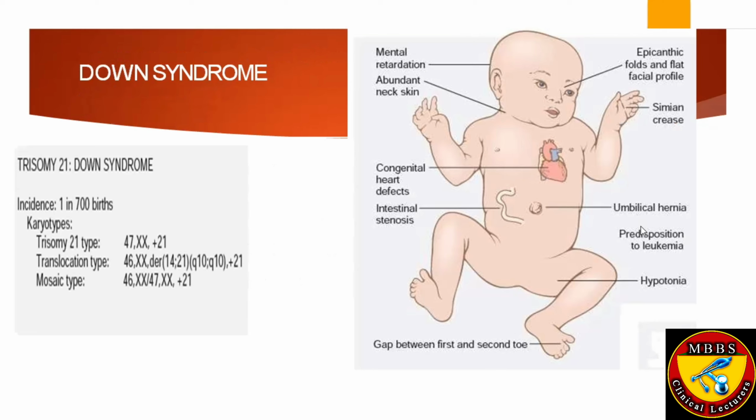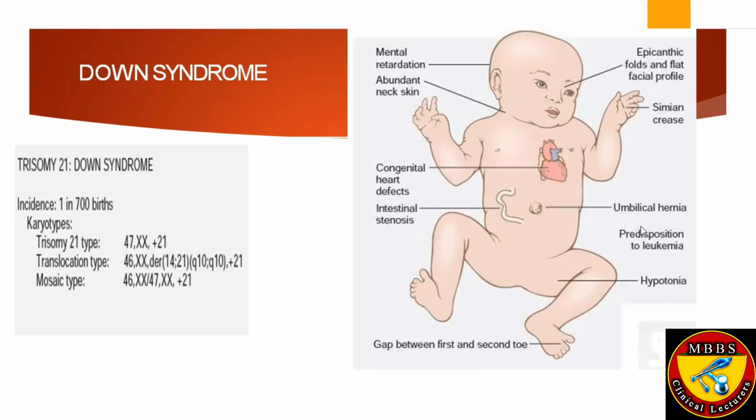See what happens in trisomy 21, Down syndrome. Its incidence is 1 in 700 births. So the trisomy 21 type has 47,XX,+21 chromosomes. So plus 21 means something is added at the 21 chromosome. Here the translocation type is what you are seeing in the picture.